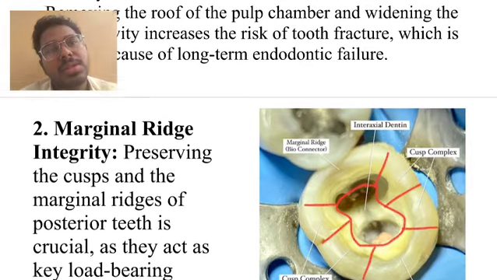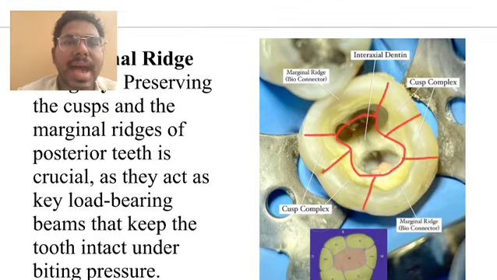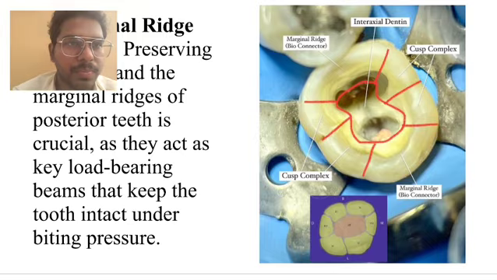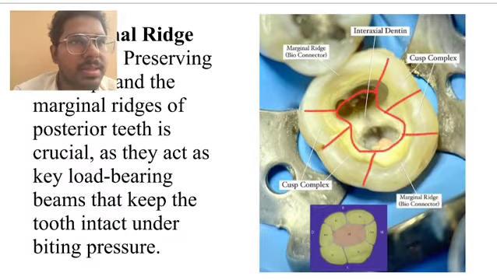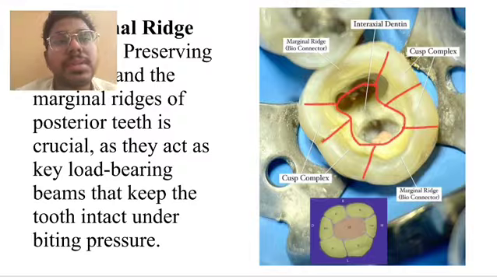Going on to marginal ridge integrity, preserving the cusps and the marginal ridges of posterior teeth is crucial, as they act as key load-bearing beams that keep the tooth intact under biting pressure. The marginal ridge and the cusp complex are shown in this picture clearly, which indicates the remaining marginal ridge and the cusps after access cavity preparation.